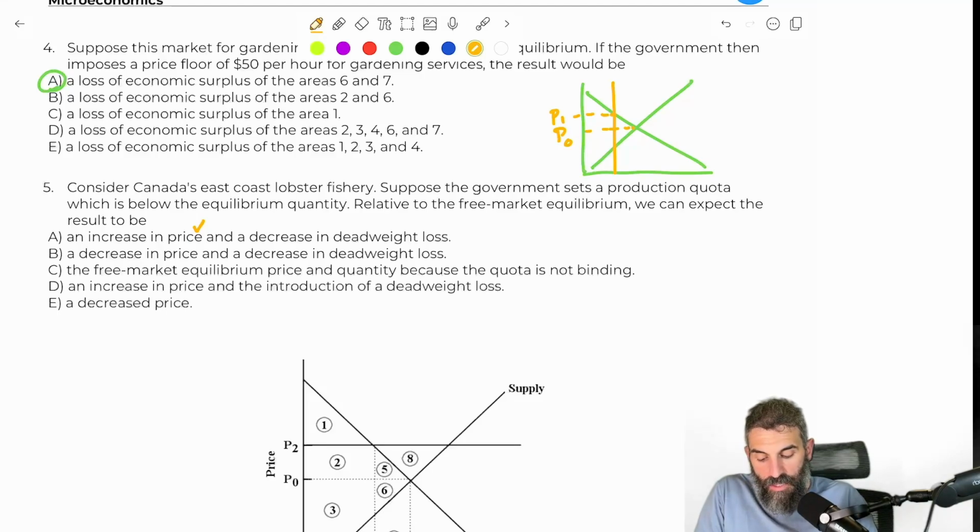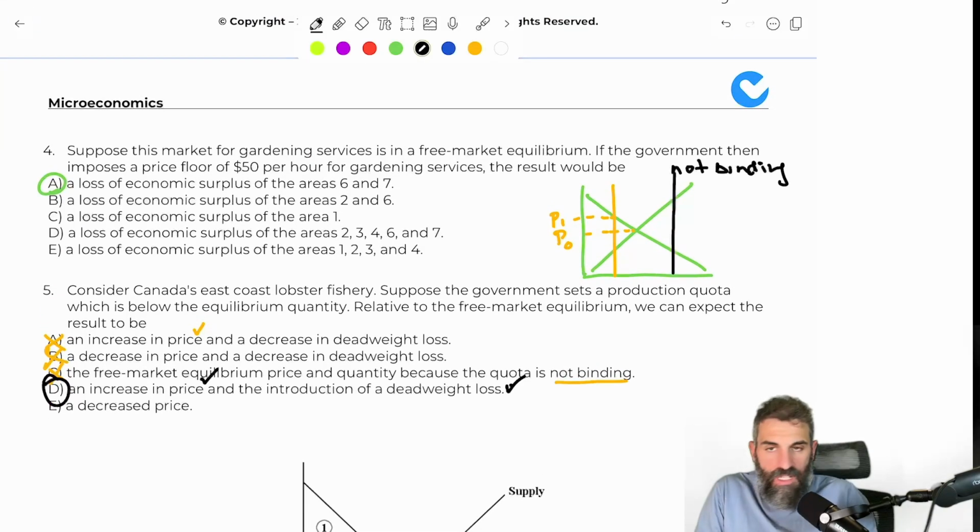A decrease in deadweight loss? No. There's going to be an increase in the deadweight loss. In fact, at equilibrium, there is no deadweight loss, so a decrease in the deadweight loss would not make sense. A decrease in the price? No. That would be the case only if the quota were not binding. It is binding. For it not to be binding, it would have to be set above the equilibrium. That would not be effective. So an increase in the price, yes, and an introduction of a deadweight loss, good. Introduction because we're going from not having one at equilibrium to having one.